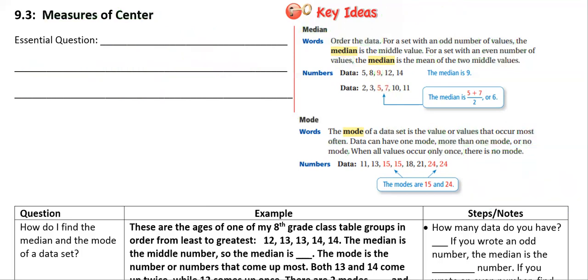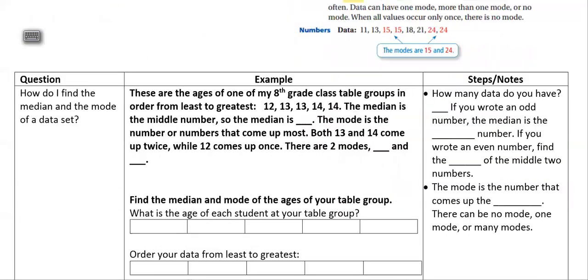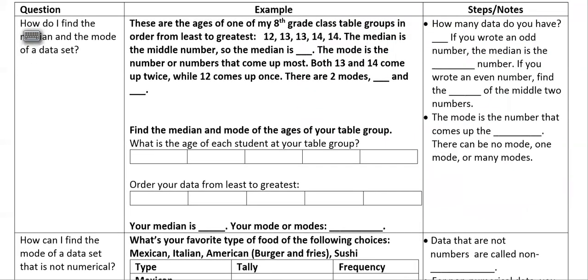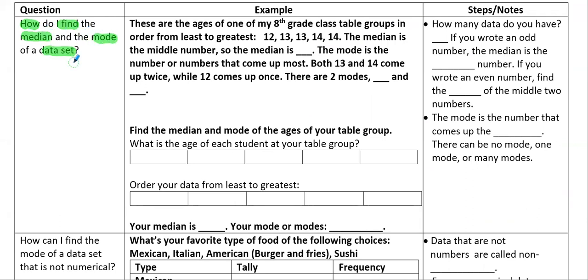All right, we're going to move on to the first example. The question on the left is, as I slowly scroll down, look how slow that was. So slow, Mr. Plunkett. Okay, how do I find the median and the mode of a data set? Well, we already know what we're looking for. Now let's look at a real life data set.